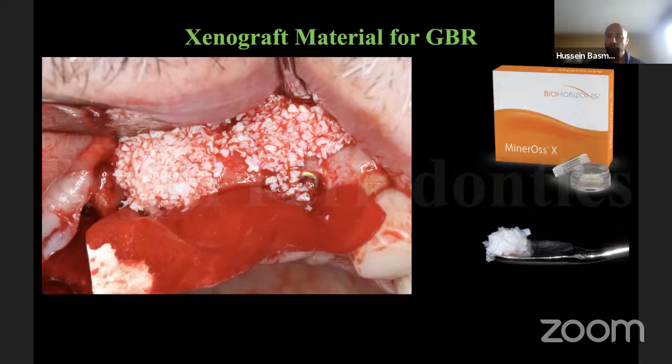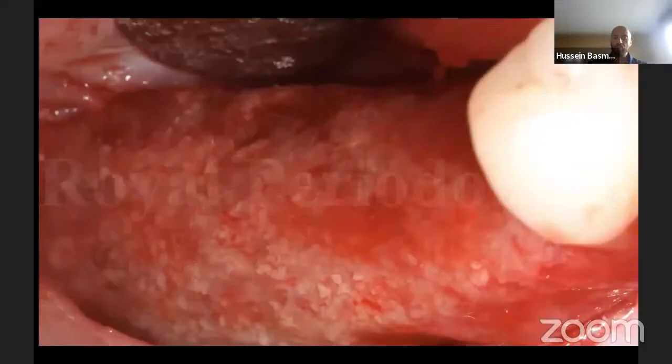I use xenograft whenever I'm looking for stability. For example, in a case where I'm using autogenous, because we mentioned that autogenous is not stable with time, maybe I should consider adding a little bit of xenograft in order to achieve an excellent quality of bone and, at the same time, long-term stability of that bone. Okay, and this is what I'm talking about.